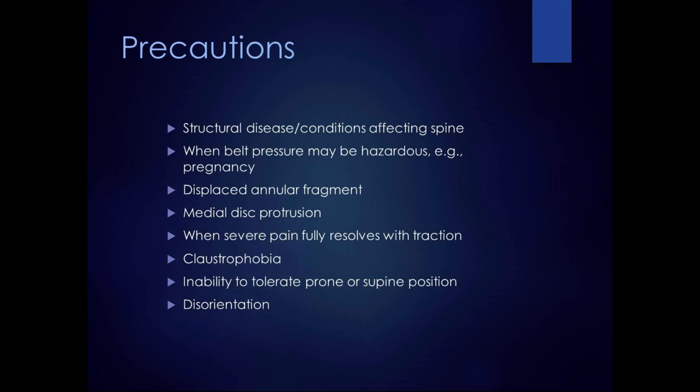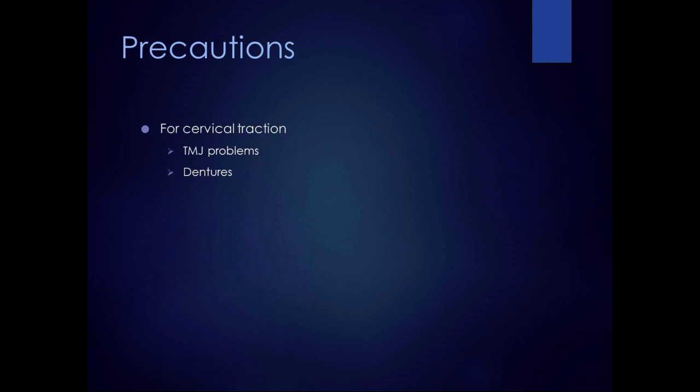Claustrophobia, the belts have to be pretty tight, and some people with claustrophobia find it unbearable to be sort of tied down like that. If a person can't get into a prone or supine position, you're probably not going to be doing mechanical traction with them. If they're disoriented, this is not a treatment for someone who's disoriented. It's not going to help them reorient, that's for sure. For cervical traction, people with TMJ problems or dentures, it can exacerbate TMJ problems, and it can actually do damage to dentures, so you want to be careful with that.